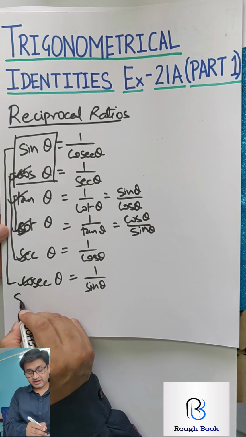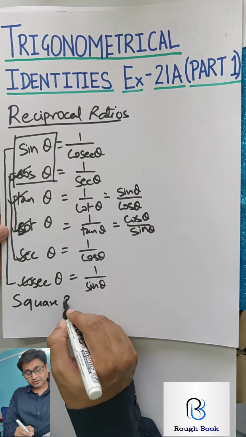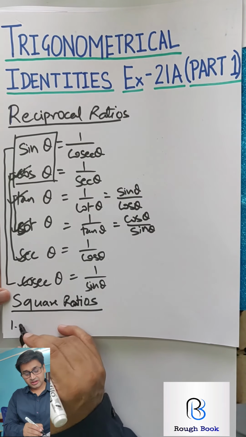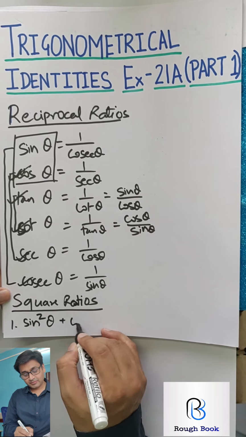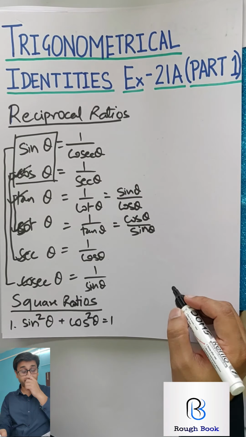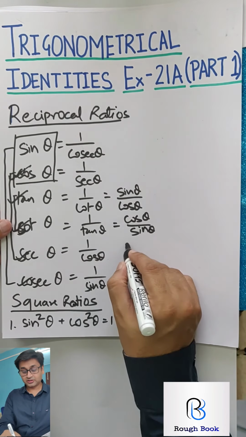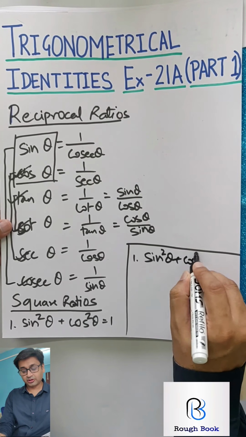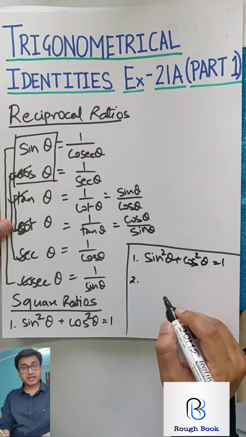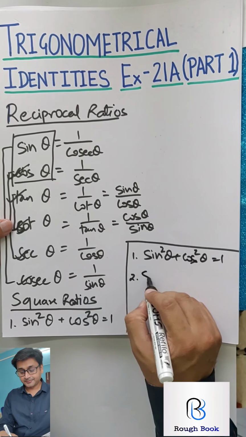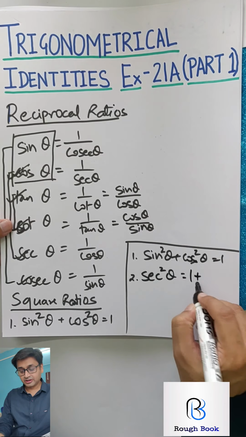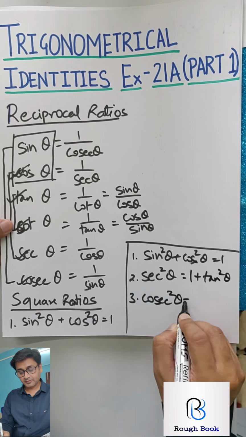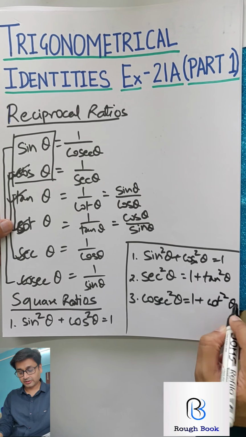The second thing is called square ratios. So we have got three square ratios. What are these three square ratios? First one, sine square theta plus cos square theta equals to 1. Very, very important. Sine square plus cos square equals to 1. I am writing it here again. Sine square plus cos square equals to 1. Second one, sec square is equal to 1 plus tan square, and third one, cosec square is equal to 1 plus cot square.